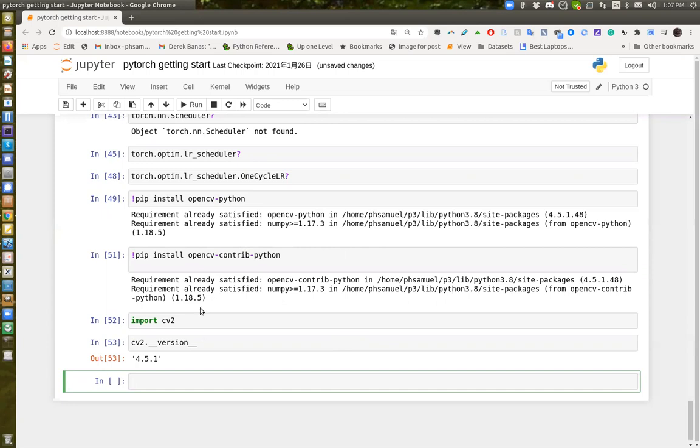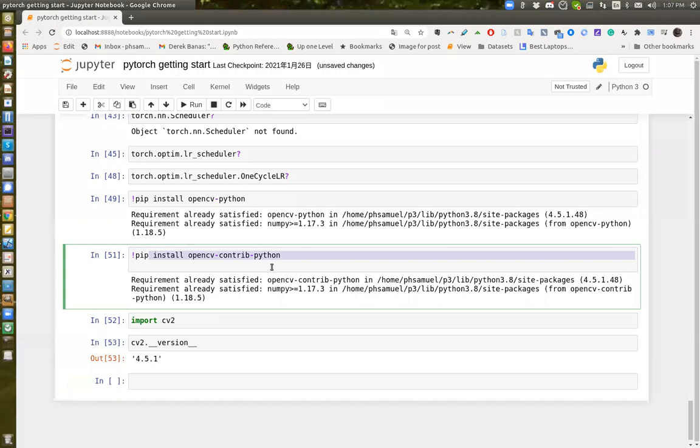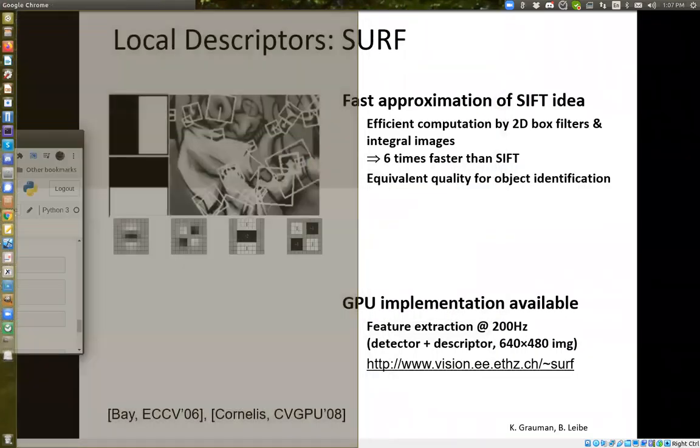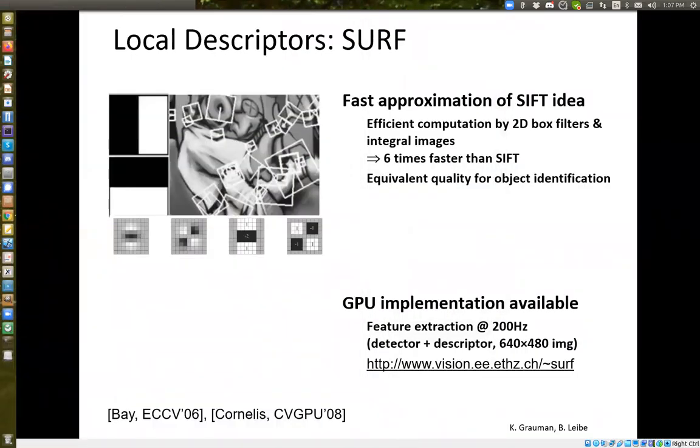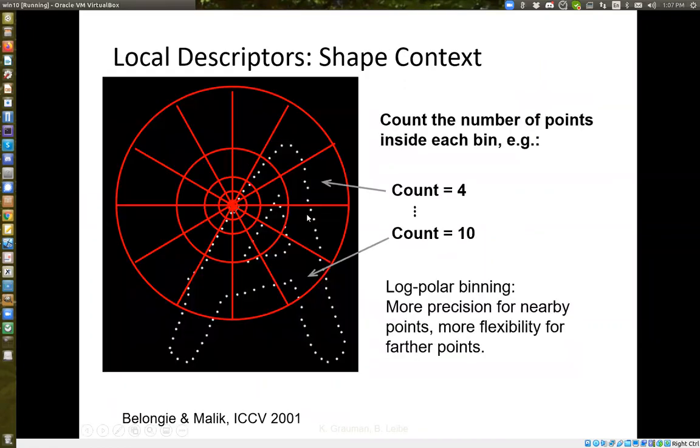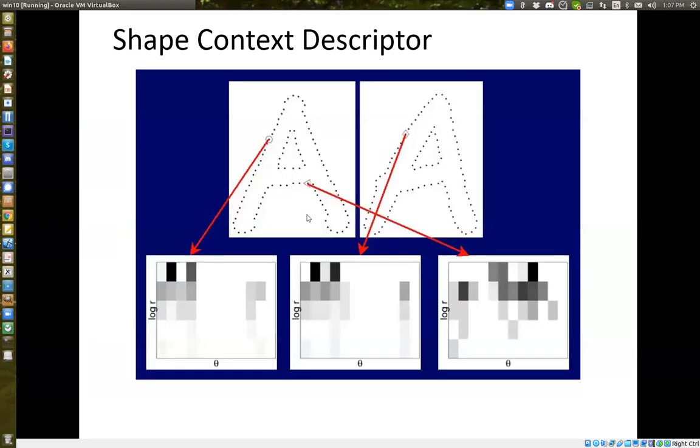I already put up another homework for that. In that homework you need to use SIFT, so make sure you install the OpenCV contrib Python package as well, and SIFT should work fine. For earlier versions, I think you can even use SURF. Last year I remember that with a version 3 point something, I could use SURF as well. Anyway, besides SIFT and SURF, I will just skip it, as I don't have too much time today.